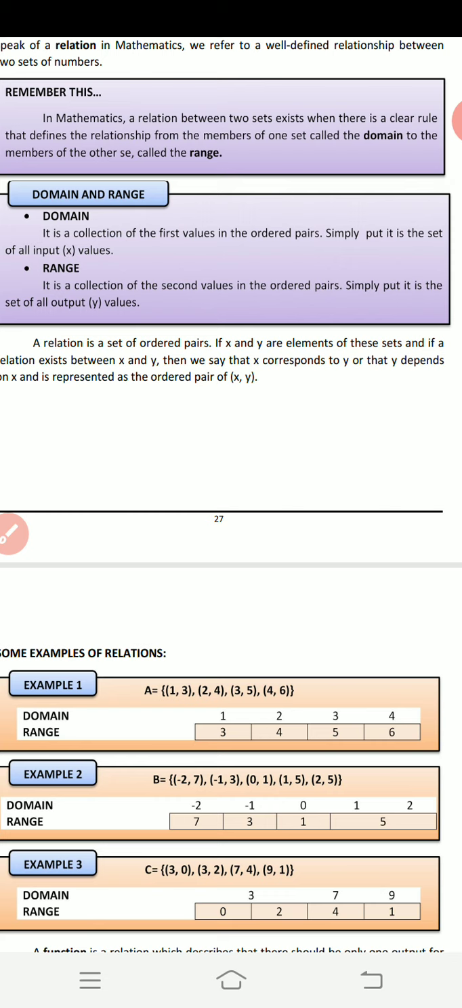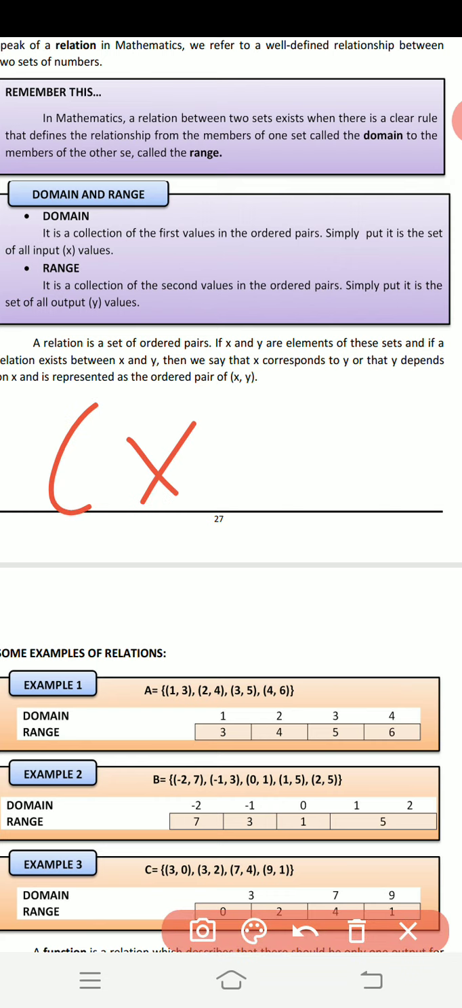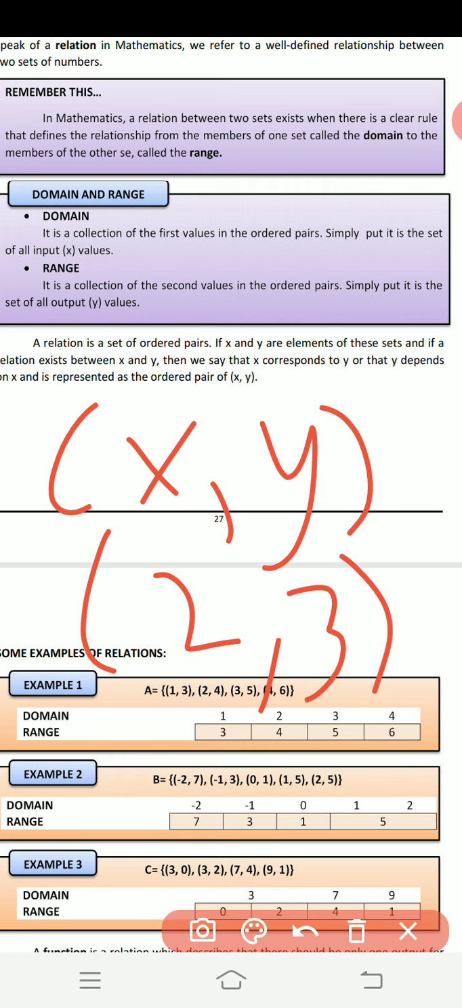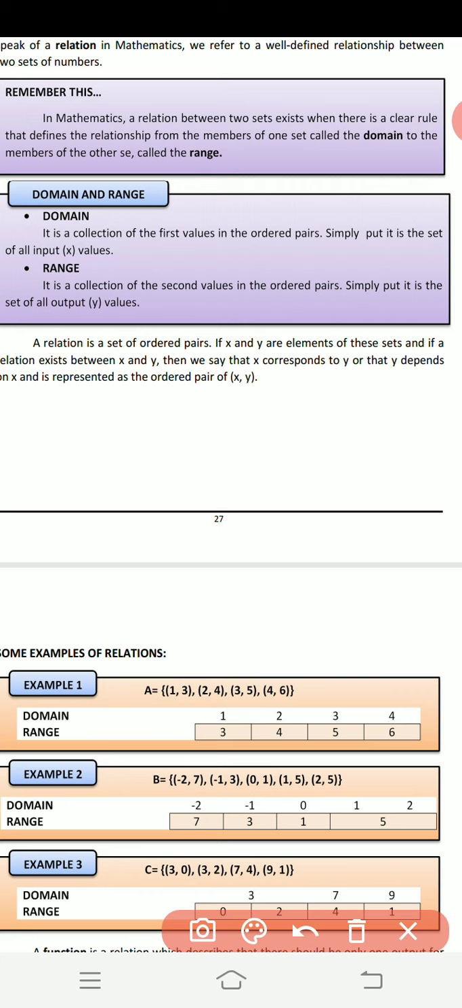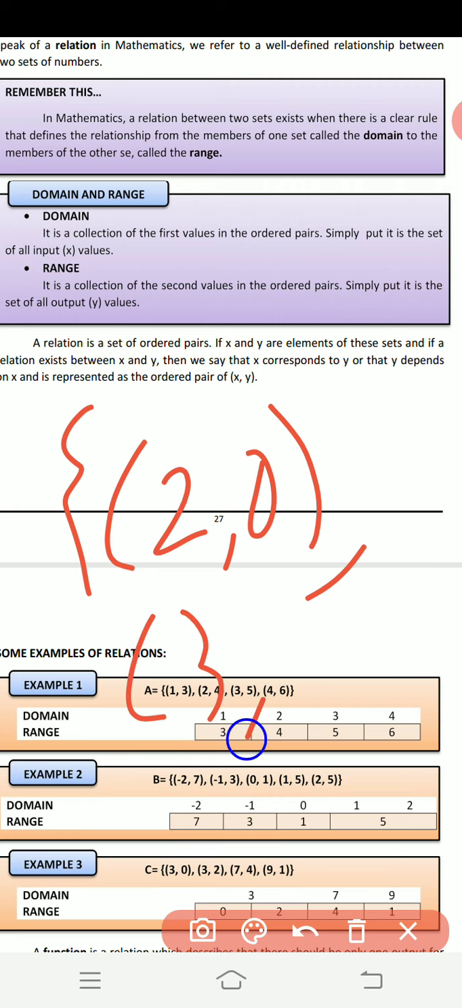So a relation is a set of ordered pairs. Kapag may nakita kayong x and y, or 2, 3, yan. So that is actually a relation. Set of ordered pairs, hindi lang siya isa dapat. If you have this relation, kailangan it is made up of ordered pairs. Kaya nga set of ordered pairs. So it will not exist if we only have one pair. So we have (2, 0), we have (3, 1), etc. Basta may set of ordered pairs sa loob ng isang set, ang tawag sa kanya ay relation.